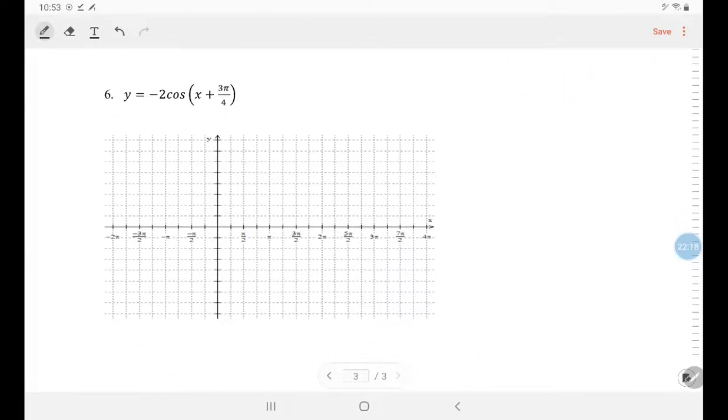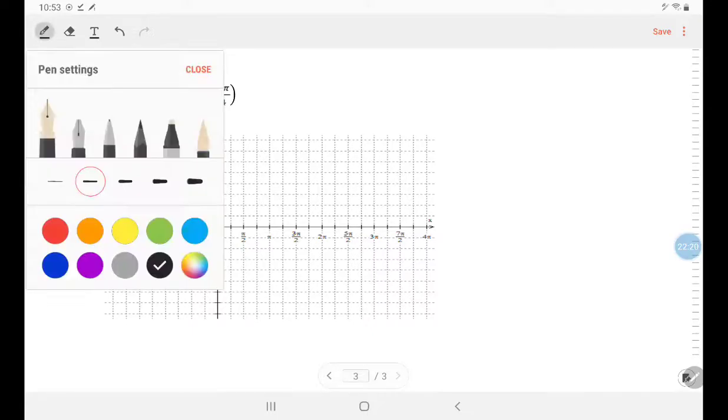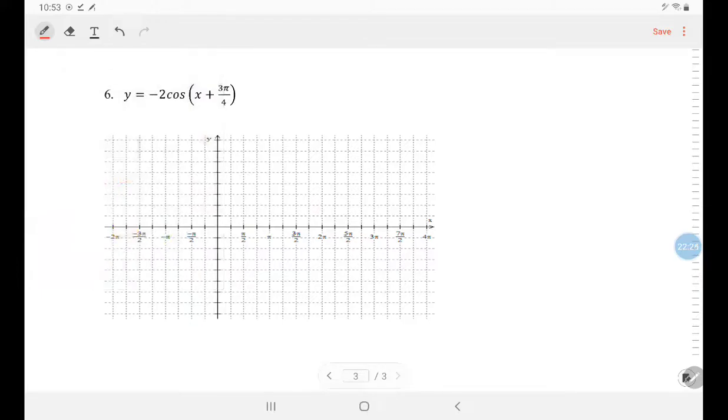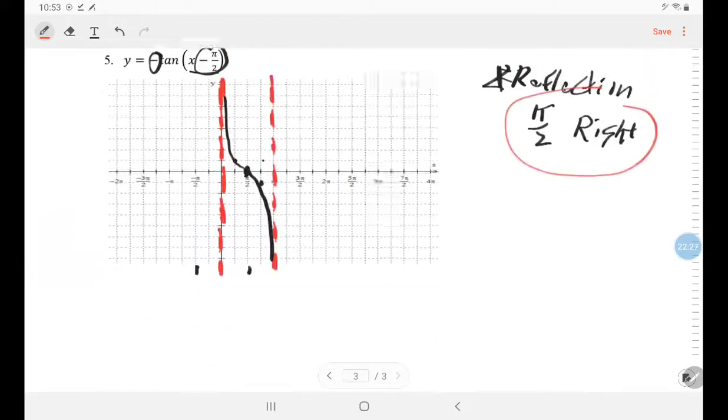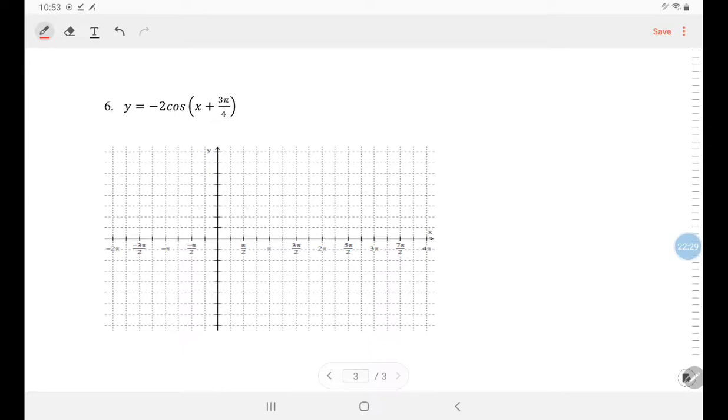One last one. I threw everything I could at you. Let's see how we handle it. I'm going to go via the parent function. If you can do it without, you have my blessing. So I got a cosine, starts at 1, 0, -1, 0, 1. Again, I hope you're pretty smooth with that by now.